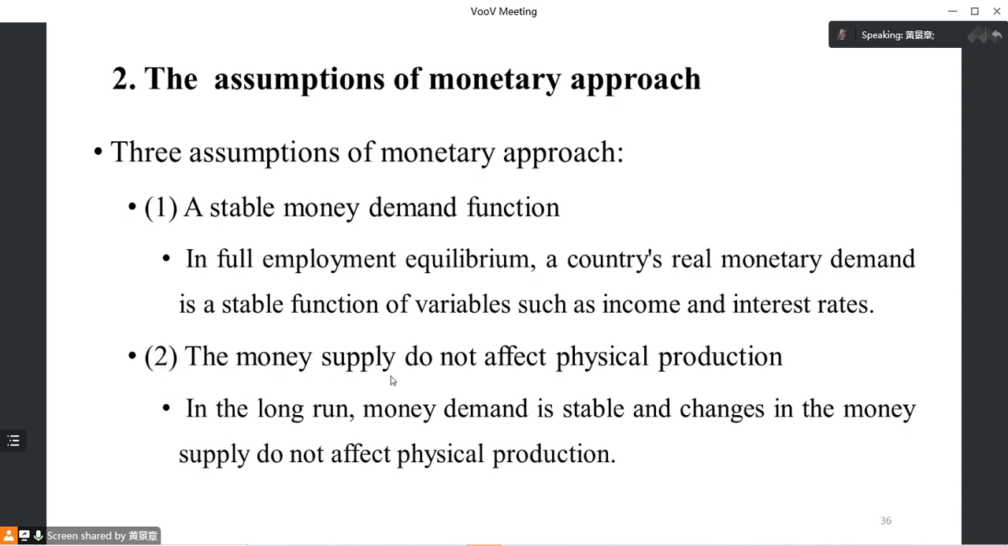Second, the money supply does not affect physical production. In the long run, money demand is stable and changes in the money supply do not affect physical production. It means that when the money supply rises or falls, it does not affect physical production.